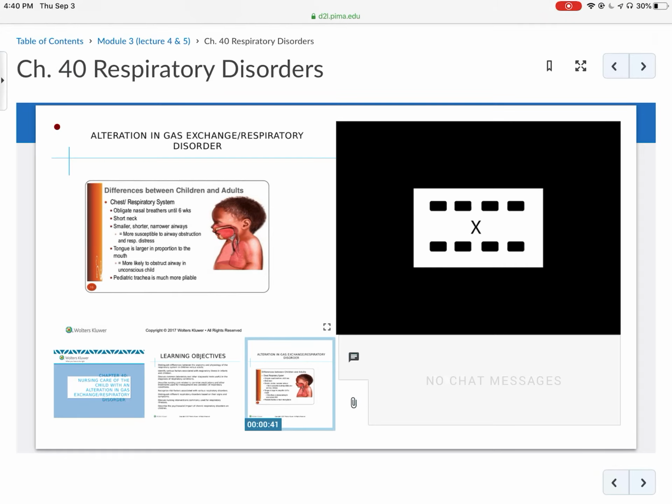Some of the things that we worry about with kids is increased work of breathing. We'll talk about that in a later slide. Their larynx is funnel shaped, so there's more of a chance of aspiration of foreign material or objects. And also because of the weakness of the larynx, there's more of a chance of it collapsing on itself. Congenital laryngomalacia, so that is a floppy airway, can be present at birth. You can have some other problems when that airway is floppy, and we'll talk about that in a later slide.